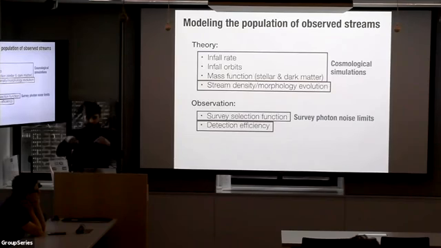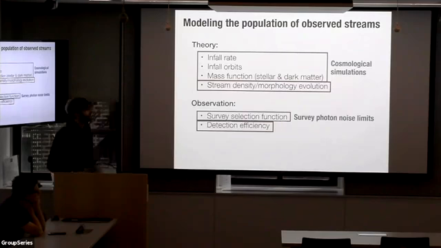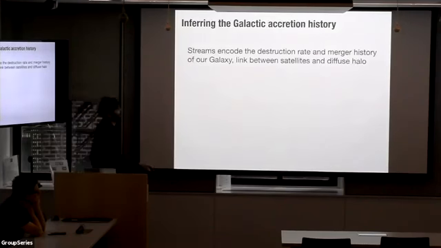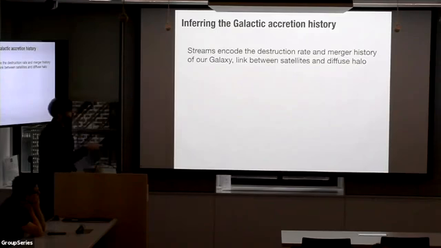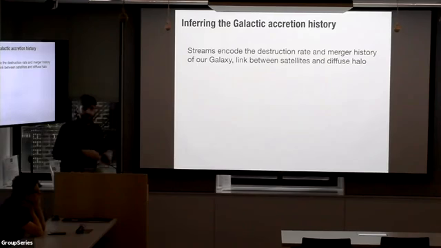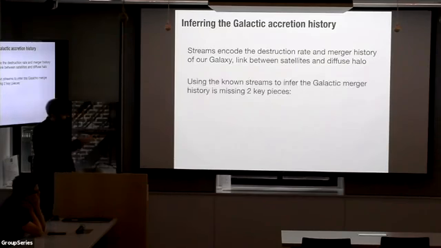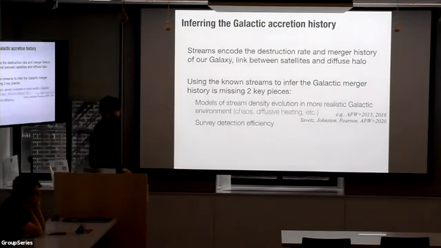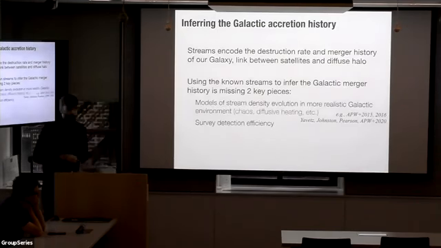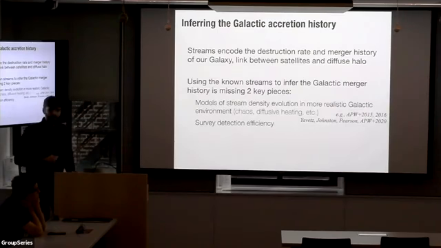You'd have to put probes into a few people's brains and try to model their pattern recognition cortexes in order to see whether they find a stream or not, given a part of the sky. So again, we're at this crossroads where streams clearly encode information about the destruction rate of satellites, about the merger history of the galaxy, and they really provide this link between satellites and the diffuse stellar halo that we were able to study now with Gaia. But if we want to use the streams that we see in order to infer this thing, to do this inversion, we're missing these 2 key pieces. Models of stream density evolution in more realistic environments, and the survey detection efficiency.